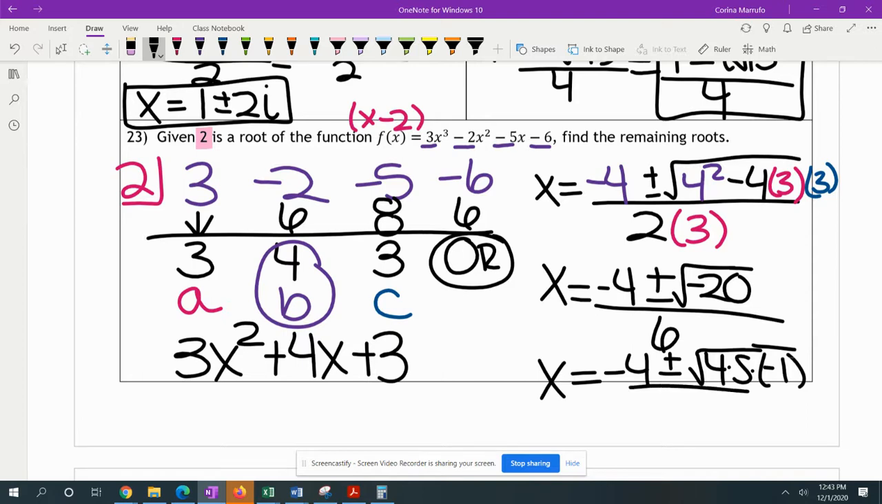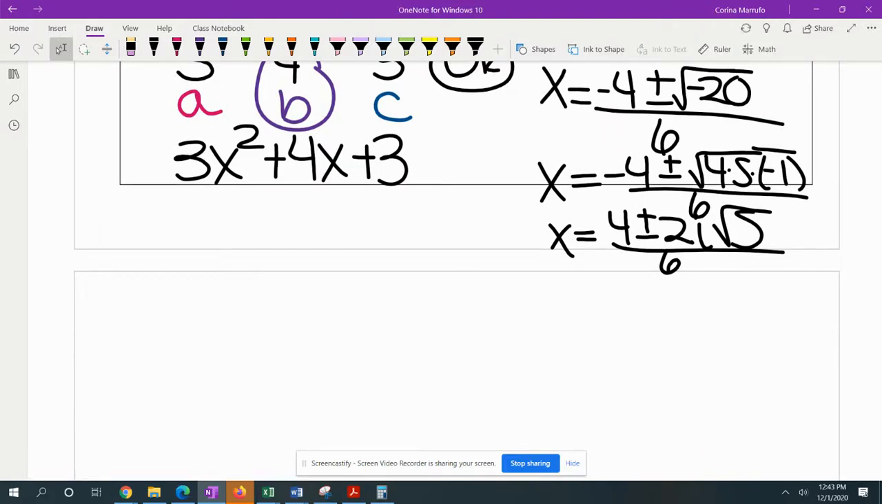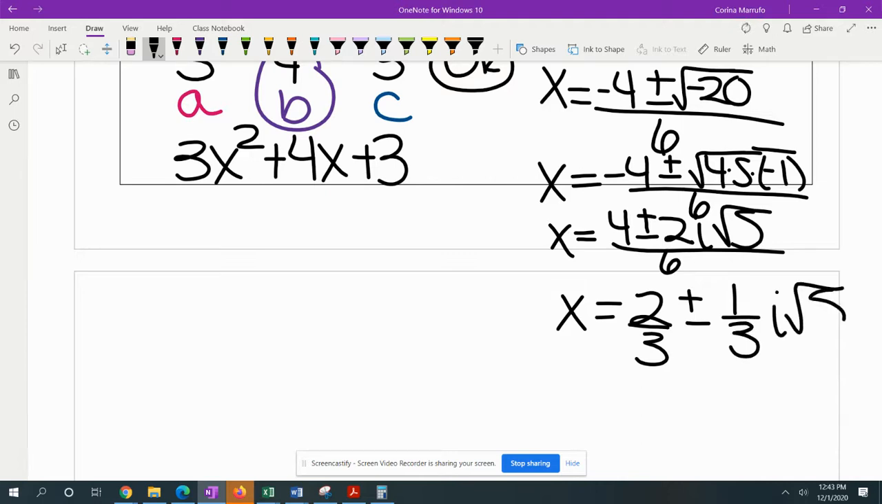Now we can take the square root of 4 and get a whole number. That gives us 4 plus or minus, the square root of 4 gives us 2i, because of the square root of negative 1, and then the 5 stays trapped in the square root. All of this is over 6. Okay, we can simplify the fraction. So 4 over 6 reduces to 2/3. So it'll be 2/3 plus or minus 2 over 6 also reduces, and that would give us 1/3 i times the square root of 5.